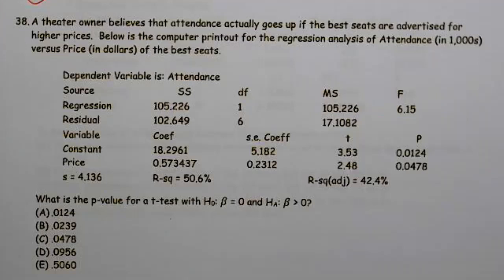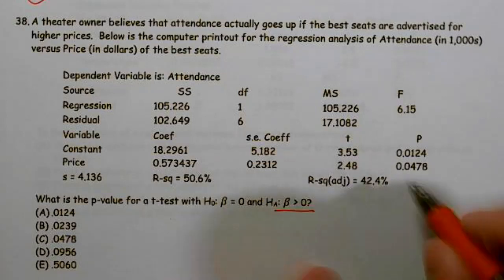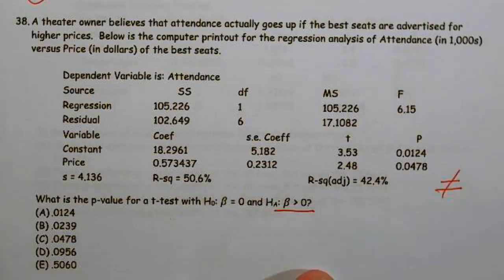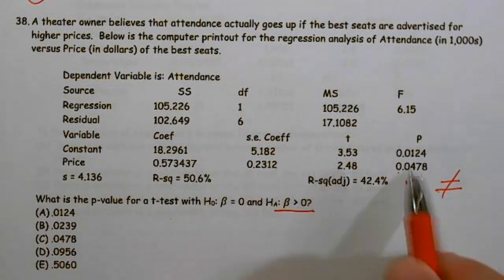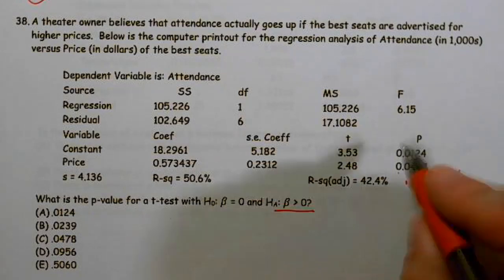All right. Number 38. A theater owner believes that attendance actually goes up if the best seats are advertised for higher prices. Below is the computer printer output. What is the p-value for a t-test with beta equals 0 and beta greater than 0? So notice everything we've done in class has been a not equal. All right. And this one is also run as a not equal to.